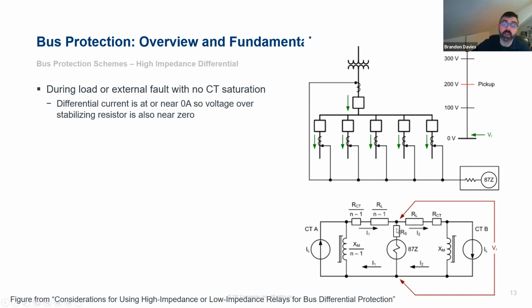So we're not going to get a very high voltage or any voltage at all through that path. So with load or external fault with no saturation, we're going to be seeing nearly 0 amps through that path, and we're going to see almost no voltage, which is our operating quantity. We've got a graph here showing our measured voltage, our operating quantity, is very low, and we'd be looking for a couple hundred volts for our pickup setting.